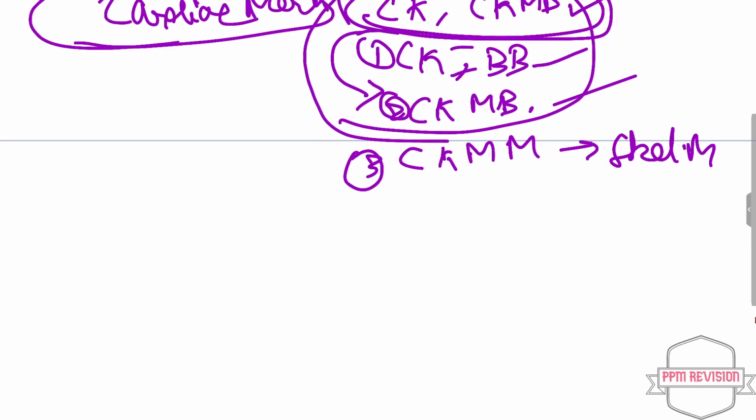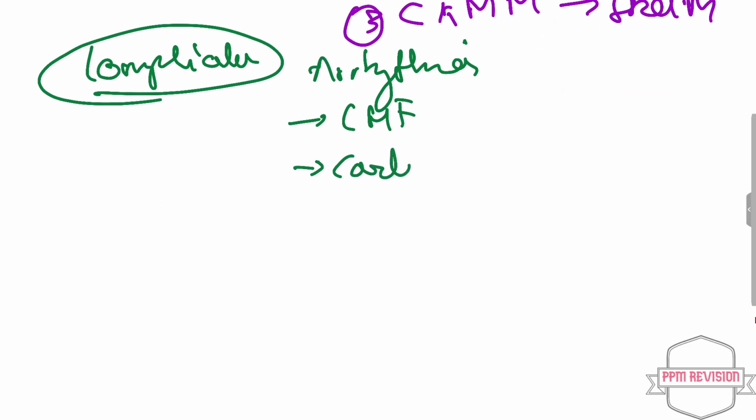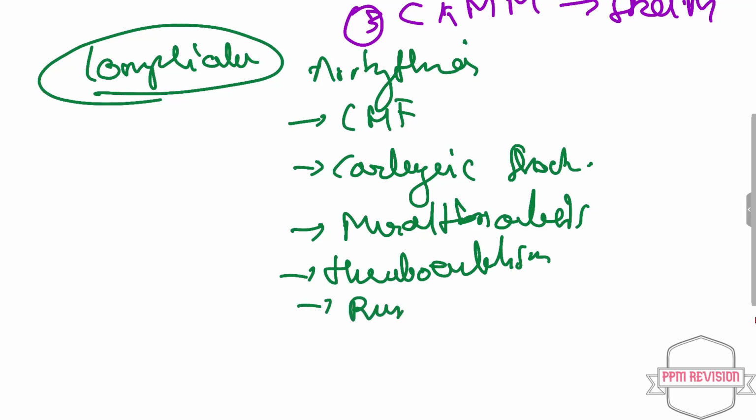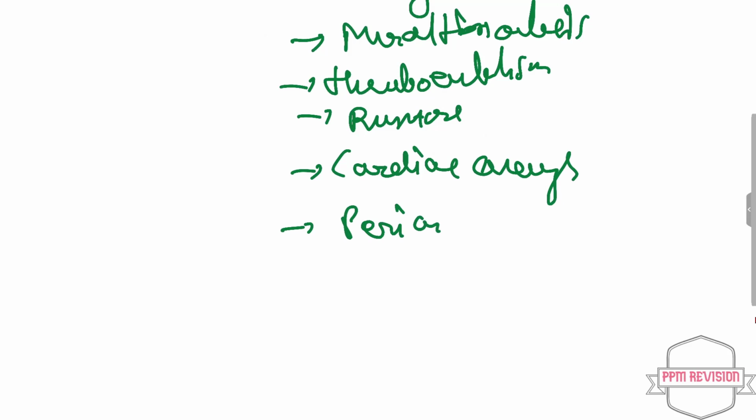Now moving ahead, complications are even more important. Under complications, there can be arrhythmias, congestive heart failure, cardiogenic shock, mural thrombosis, as well as thromboembolism, and there can be rupture, cardiac aneurysms, pericarditis, as well as post-myocardial infarction syndrome.